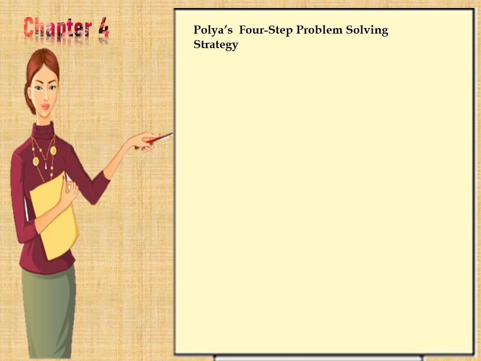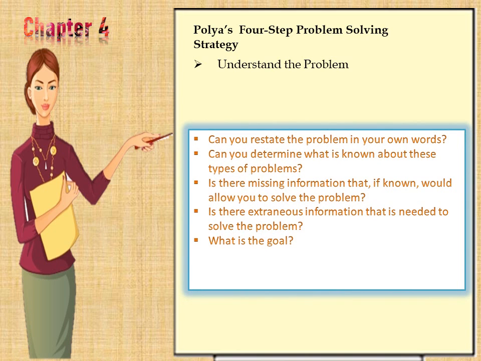Polya's four-step problem-solving strategy. So the first step is understand the problem. There are some questions here that help us to understand the problem. First one is, can you restate the problem in your own words? So, try natin na restate yung problem in our own words. Next, can you determine what is known about these types of problems? Or is there missing information that, if known, would allow you to solve the problem? Or is there extraneous information that is not needed to solve the problem?